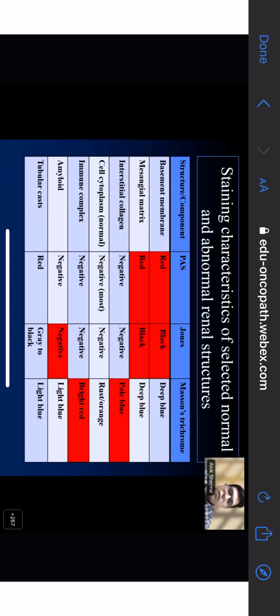What I'm trying to show you here is just so you need not bother too much about this. Don't go too much into detail. I have already told you what exactly those stains were doing to renal parenchyma, and what information you were trying to achieve by doing so many stains on a kidney biopsy.